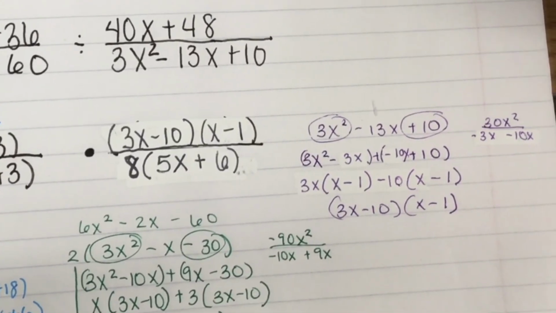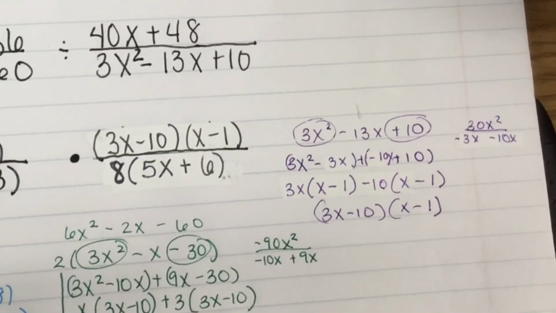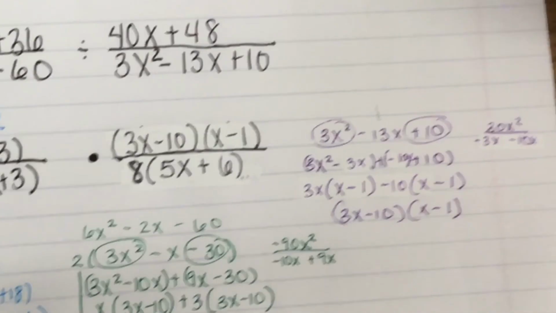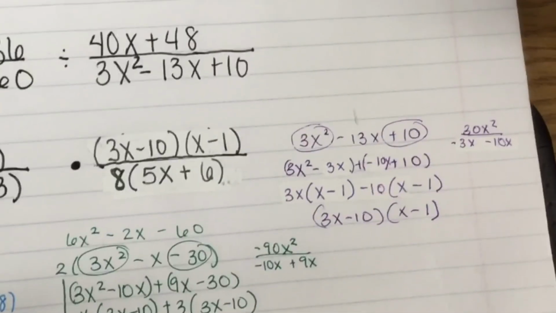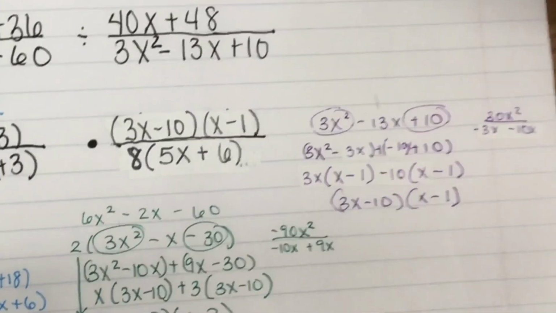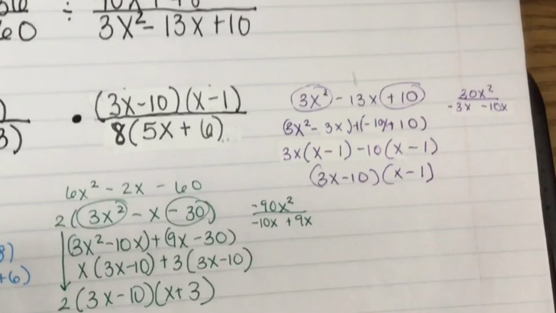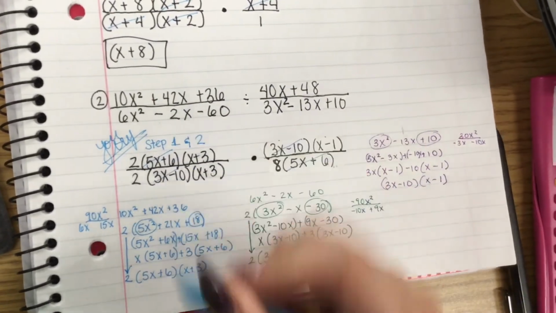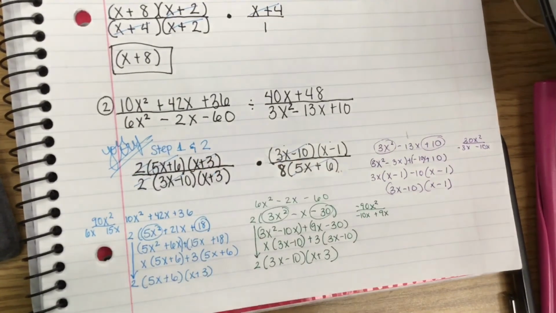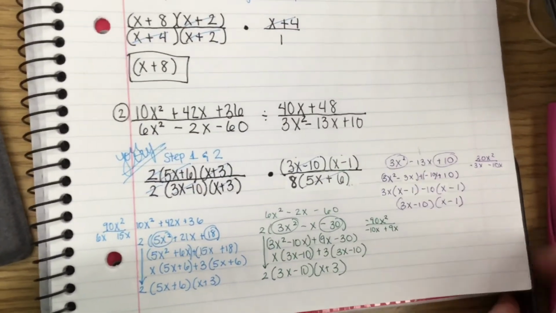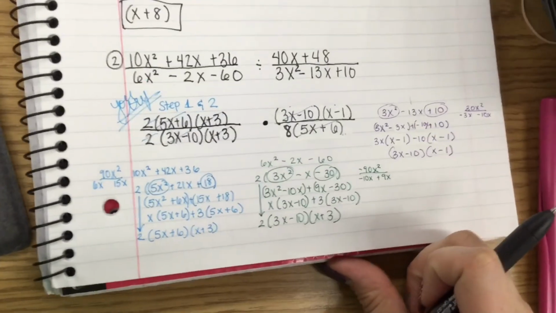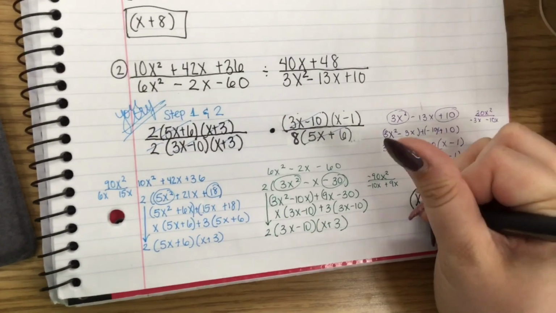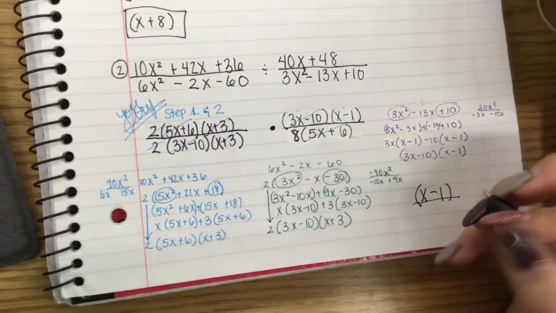Notice that I flipped the second fraction as well, so I did keep, change, flip in the same step where I factored, and that 40x plus 48, which has a GCF of 8, is factored in the denominator of the next step. All right, so now we can cancel like quantities like 5x plus 6 and 5x plus 6, 3x minus 10 and the other one, x plus 3 and 2, so that all that is left here is x minus 1 in the numerator and 8 in the denominator. So that's my final answer, x minus 1 over 8.